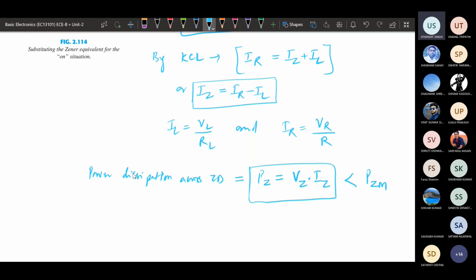If PZ is greater than PZ maximum, the Zener diode will get damaged. So this PZ should be less than PZ maximum. This is the first case, or the basic analysis of this Zener diode circuit. The next three different cases, we will see in the next class.